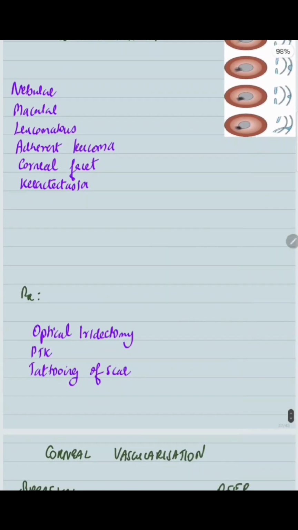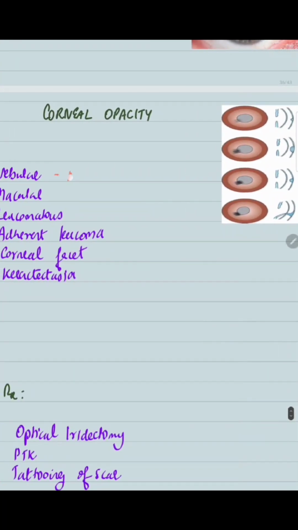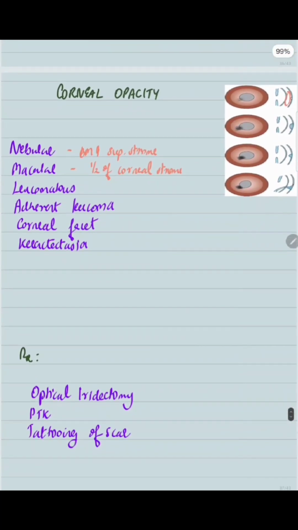Next is corneal opacity. It can be nebular. Nebular involves only Bowman's layer and the superficial layer of stroma. Superficial layer of stroma and Bowman's membrane, that is nebular. Now macular opacity involves up to half of the corneal stroma. Leukomatous is scarring where more than half of the stroma is involved.